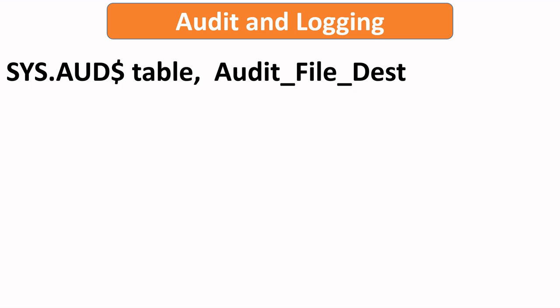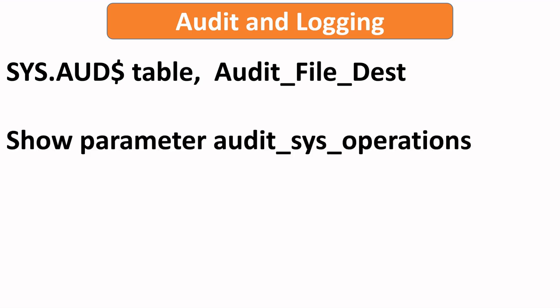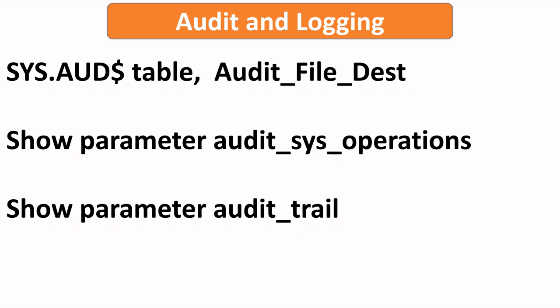The AUDIT_FILE_DEST parameter specifies the operating system directory or location where the audit trail or logs are written. Ensure that directory is protected from unauthorized access or users. The AUDIT_SYS_OPERATIONS setting provides for the auditing of all user activities conducted under SYSOPER and SYSDBA accounts. Hence, ensure AUDIT_SYS_OPERATIONS is set to true. Ensure AUDIT_TRAIL is set to OS. This will keep audit data separate from the database.